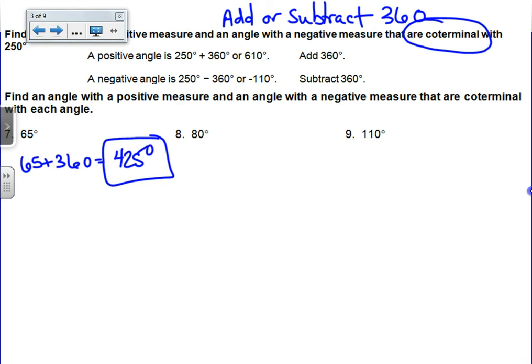And now I want you to come up with a negative one. So start with 65 again. Should I add or subtract 360? Subtract 360. I need help. Negative 190. 295 makes more sense. Thank you.